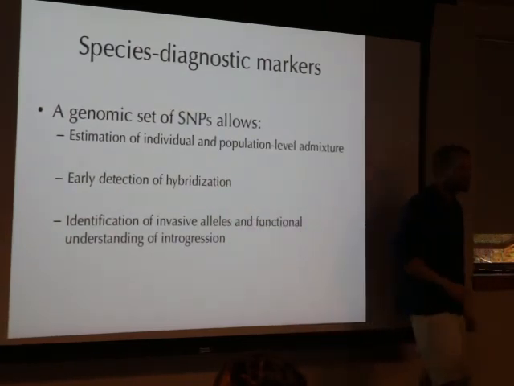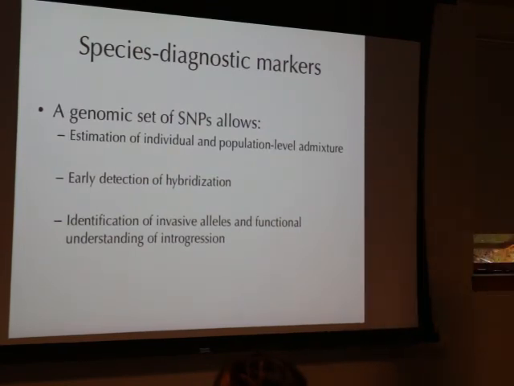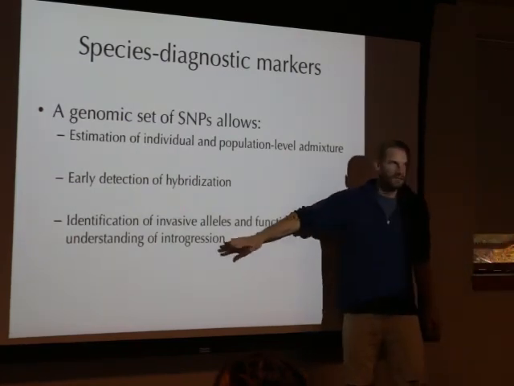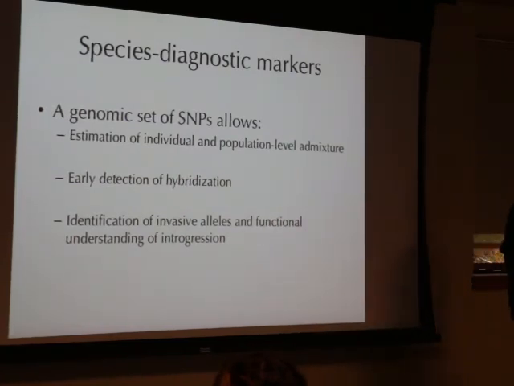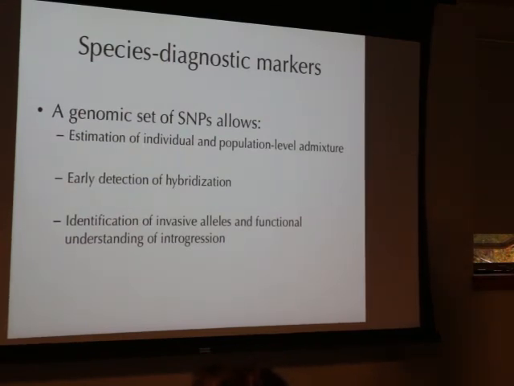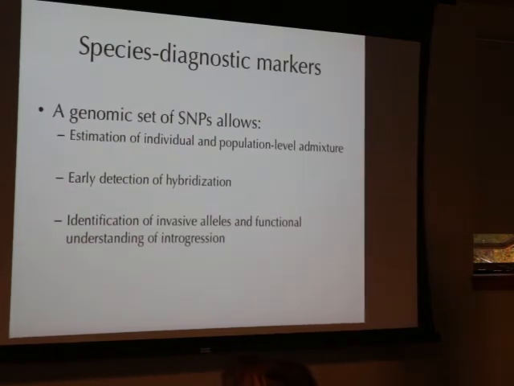Potentially early detection of hybridization. If you have lots of markers, you have a higher sensitivity to detect hybridization. And then we can also get into identifying particular loci that are showing interesting patterns and potentially responding to selection.